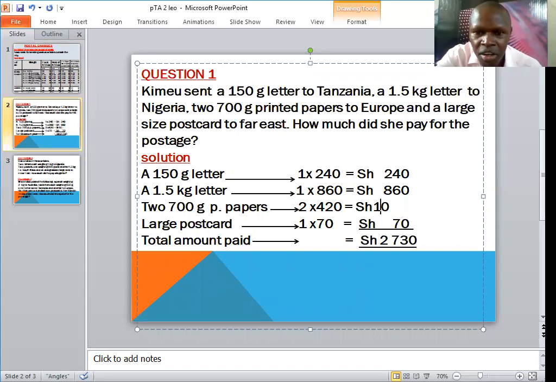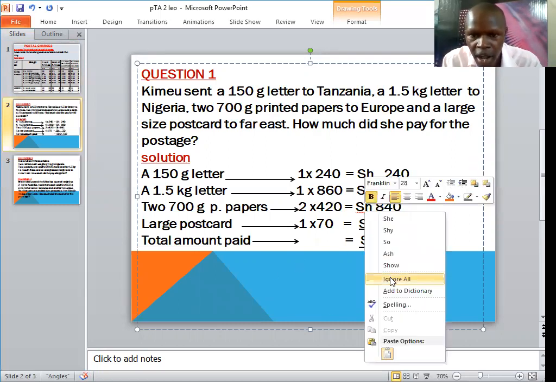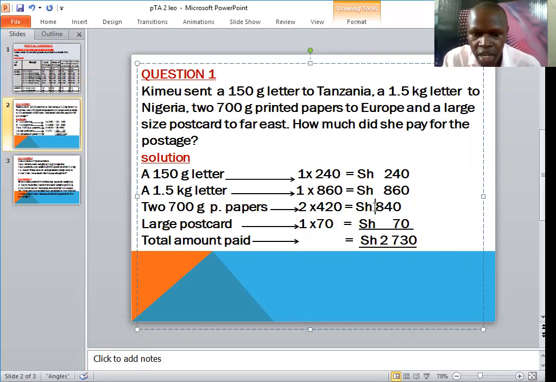2 times 420. What will be the answer? The answer will be 2 times 0, 0. 2 times 2 we shall get 4. 2 times 4, we shall get 8. That means we shall have 840 for the 2 printed papers.